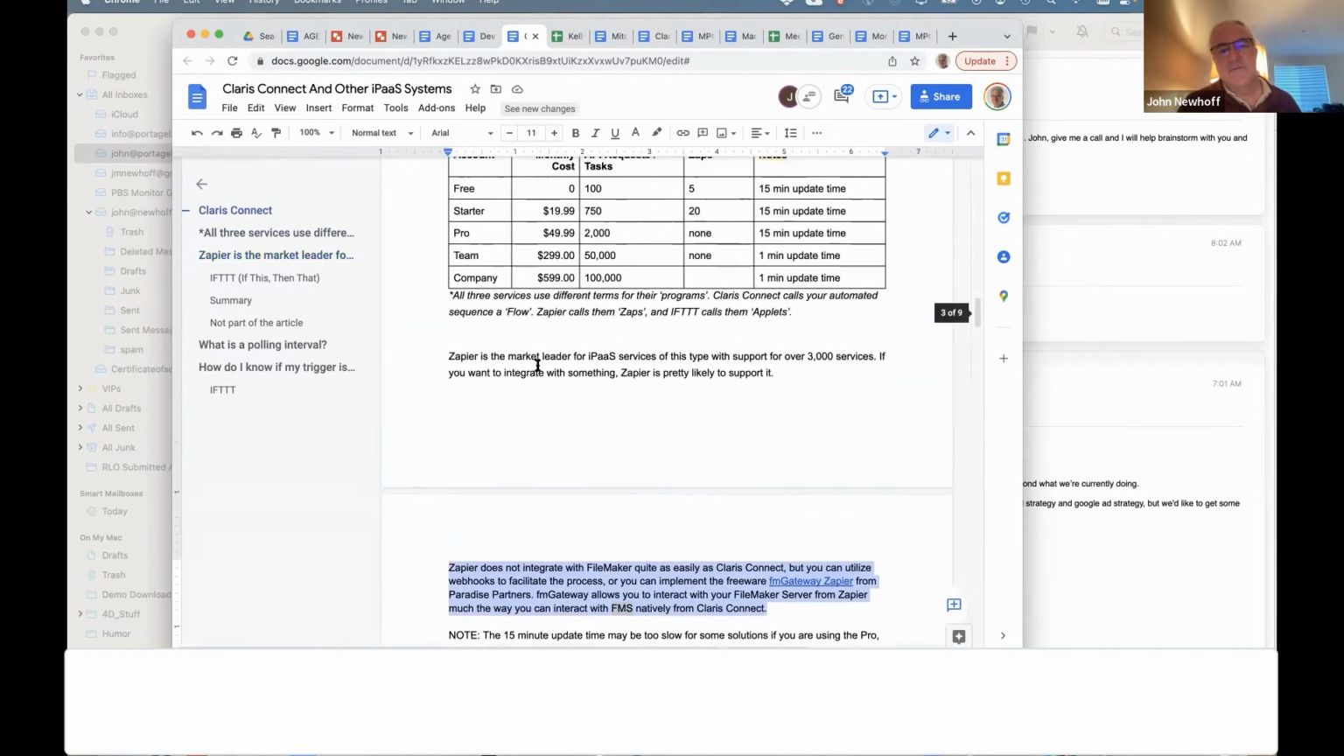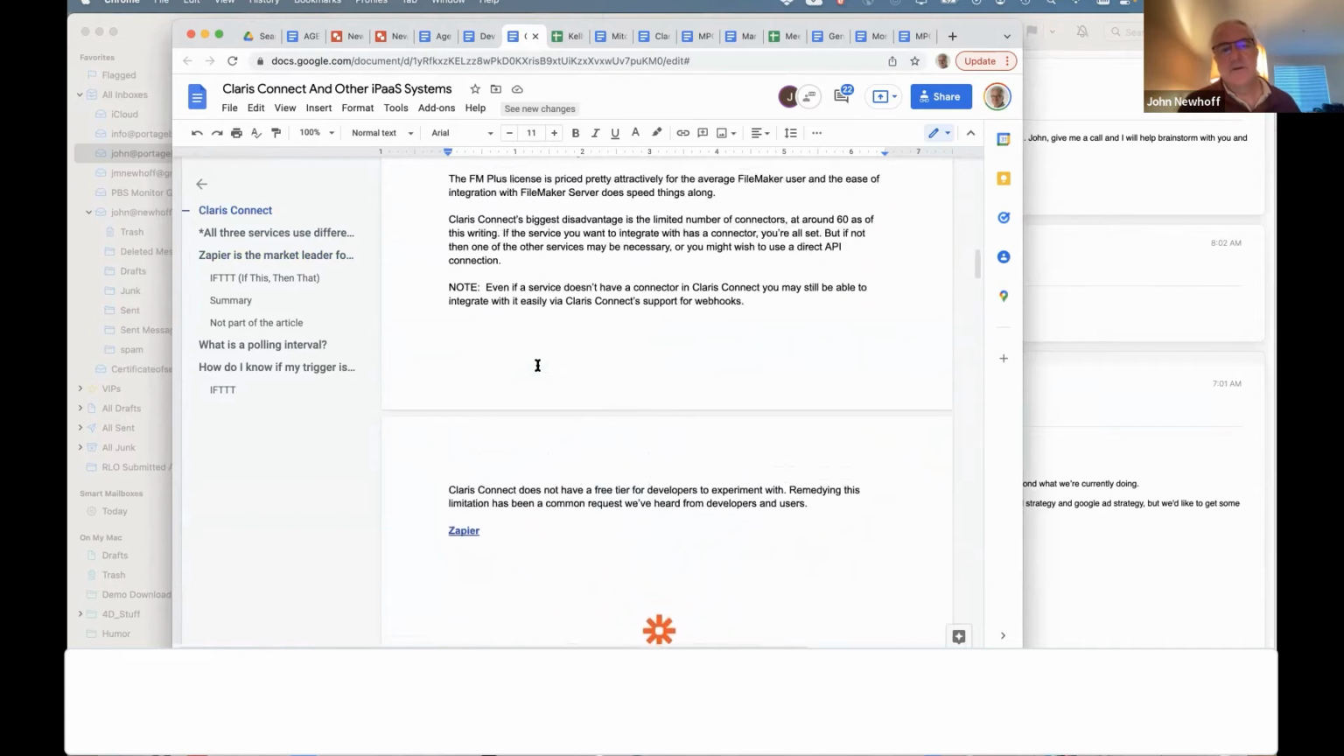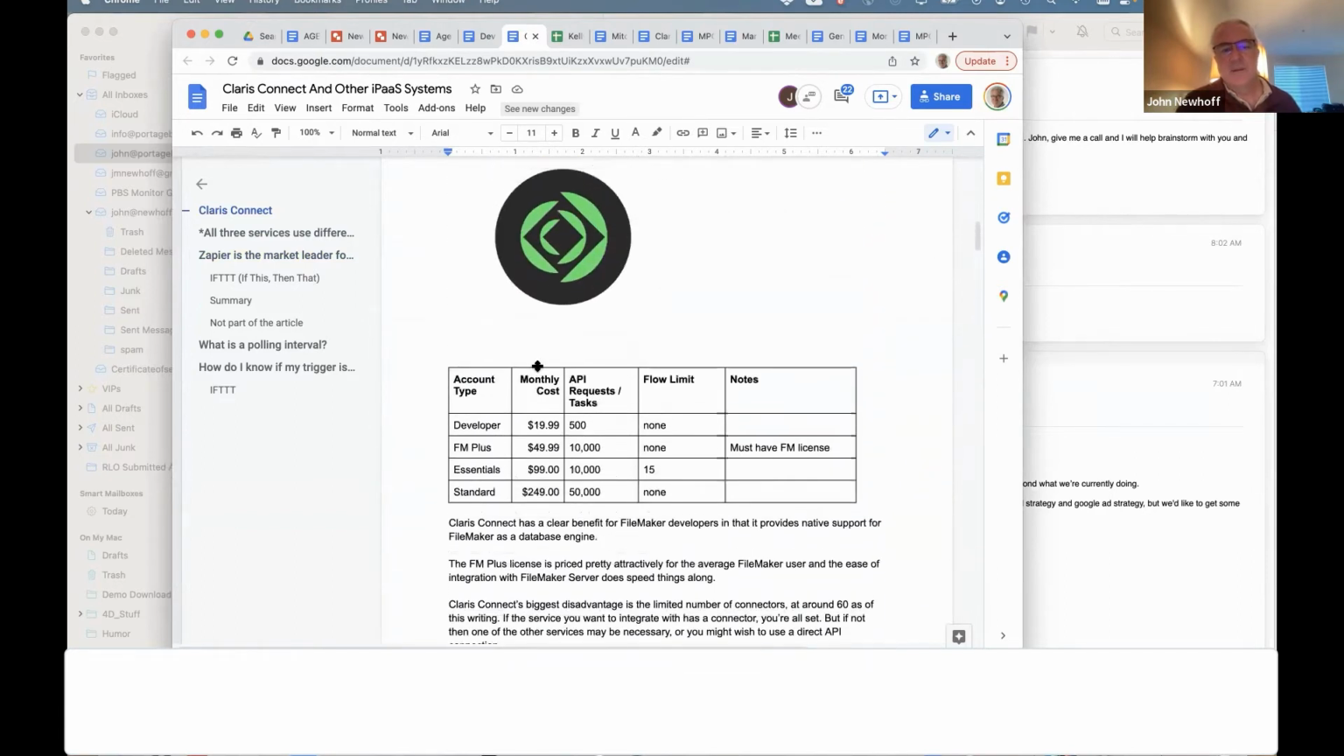So I think for a Claris developer or for a FileMaker developer, it's hard to beat Connect's tight integration. Second to that, the Zapier gateway by Paradise Partners gives you some good capabilities with Zapier. And beyond that, I didn't find much reference to anybody in the FileMaker community integrating with any of these other iPaaS systems. So I'm hard pressed to see how easy that would be without those tools being available.